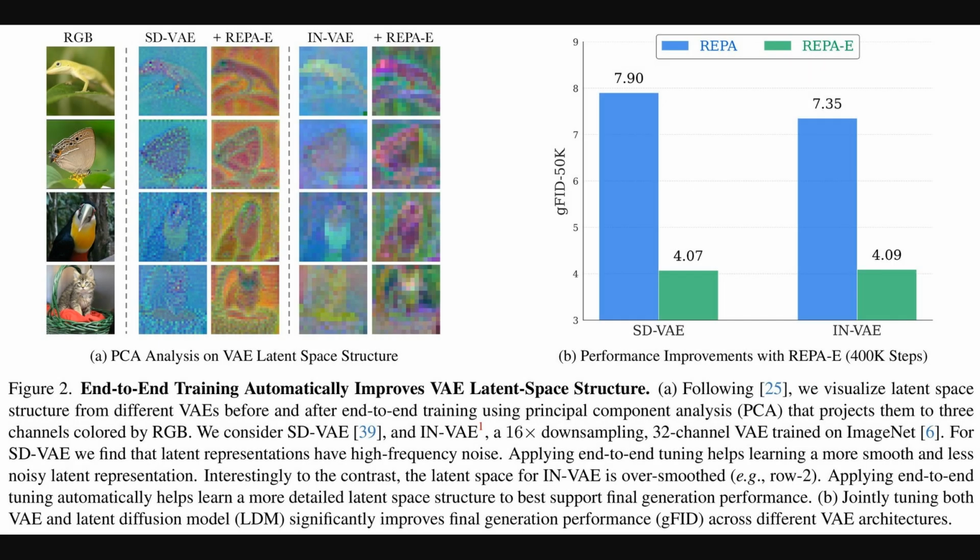Building on that speed up, this next part shows how REPA-E actually improves the VAE itself. The visualizations here using PCA show changes in the latent space structure. For one type of VAE, the SDVAE, it helps learn a smoother, less noisy representation. For another, the NVAE, which was a bit over-smooth, it learns a more detailed structure, and the chart confirms the performance benefit we saw earlier. REPA-E gets much lower GFID scores compared to the baseline REPA for both these VAE architectures tested here.